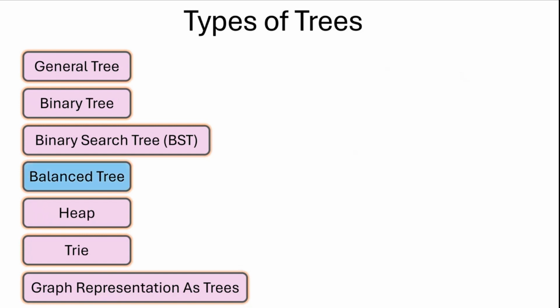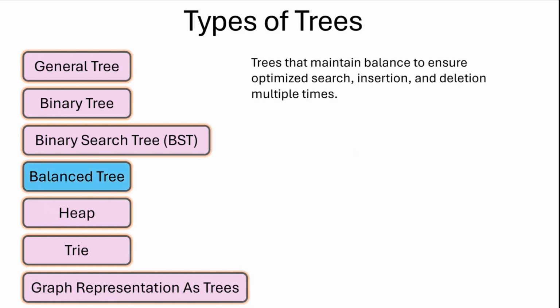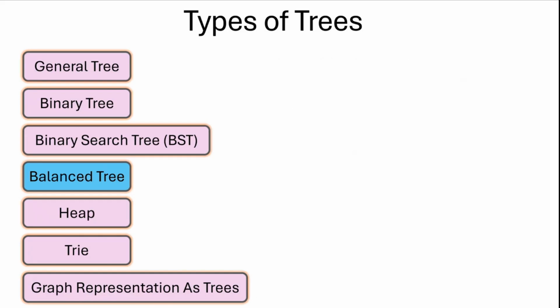The next type of tree is the balanced tree. It maintains the balance to ensure optimized search, insertion, and deletion times. Basically, it tries to keep the overall tree height minimal. So the tree height means the longest path from the root node to the leaf node.